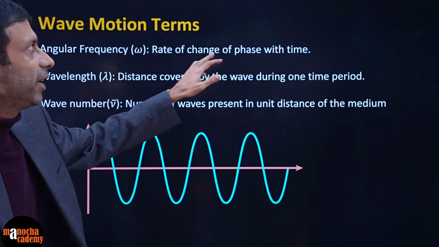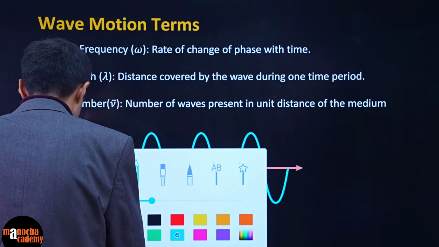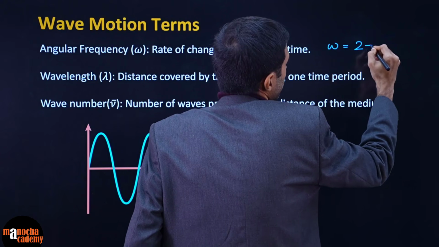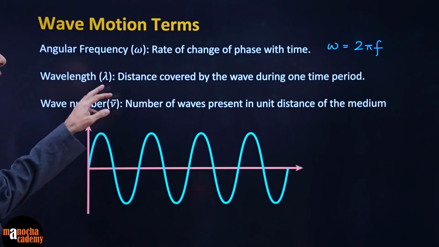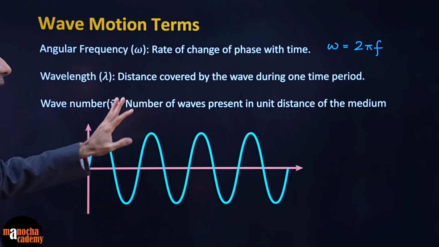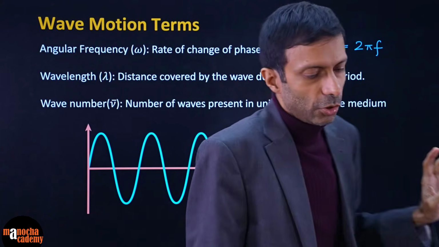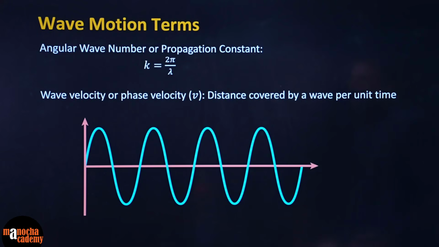Angular frequency, remember, is the rate of change of phase with time. We can define omega like this, measured in radians per second. So 2 pi f, remember its connection, is your angular frequency. Wavelength is the distance covered by the wave during one time period, simple. Wave number is the number of waves present in the unit distance. So all these basic terms we have studied earlier in the wave chapter.